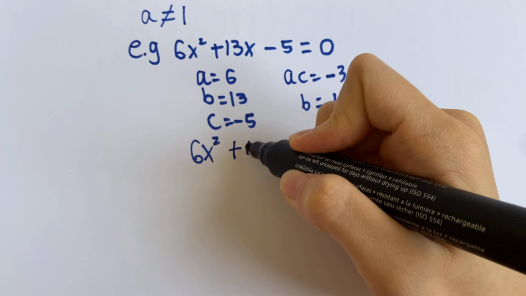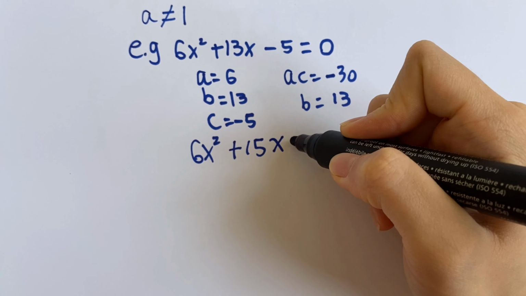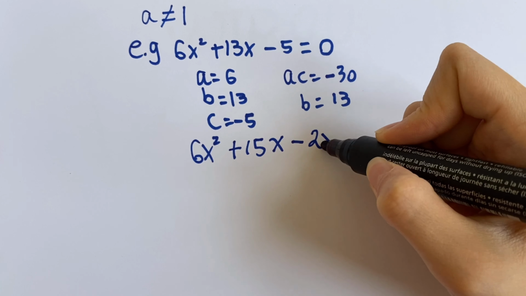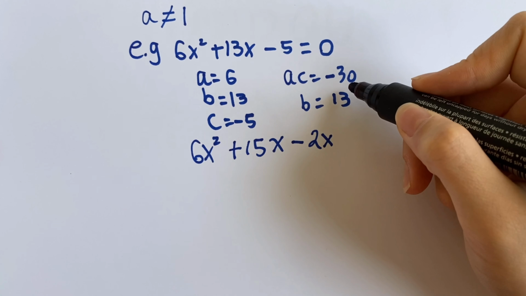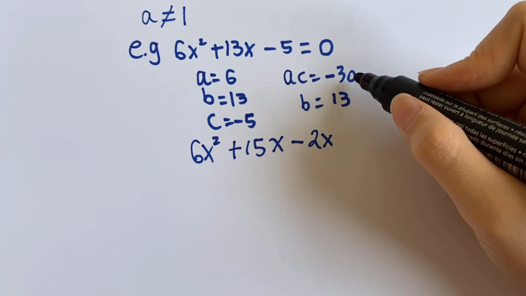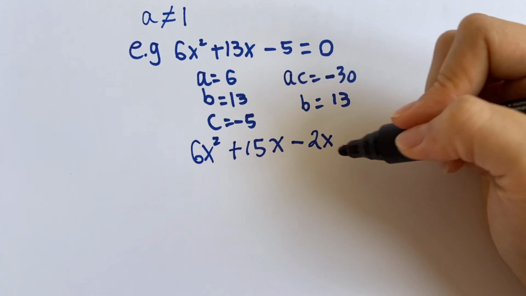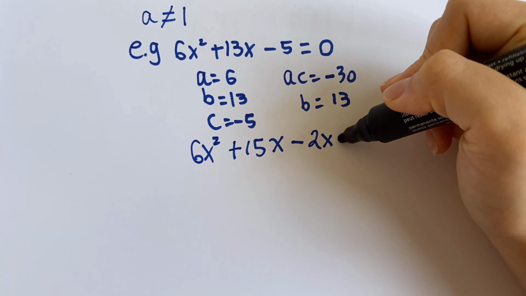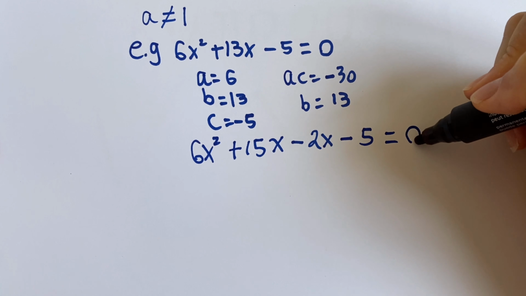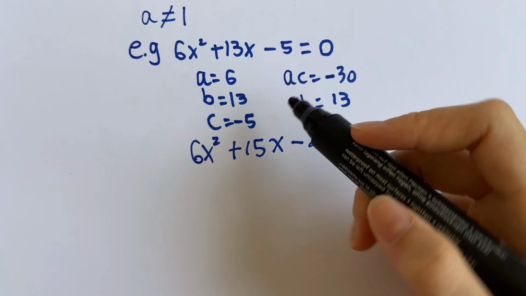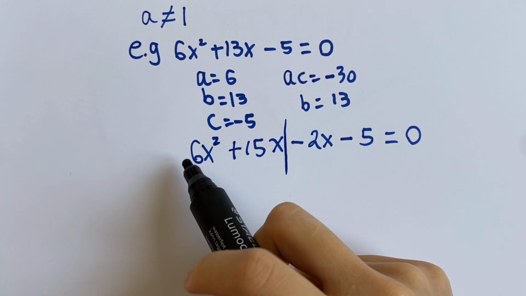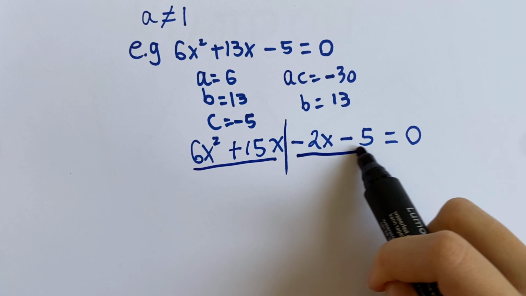And write 15x minus 2x. 15 minus 2 is 13, and 15 times negative 2 is negative 30. Then you would put the minus 5 down and set it equal to 0. Then you would know that we can separate these two parts into this and this.